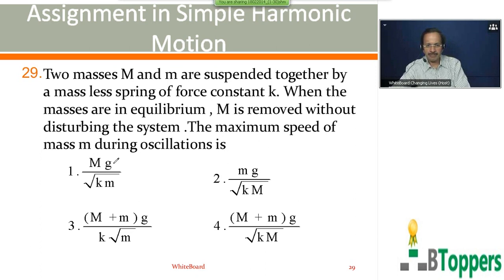First option is capital M into small g by root of k into small m. Second option is small m into small g divided by square root of capital K into capital M. Third option is capital M plus small m whole multiplied by g whole divided by k into root of small m. Fourth option is capital M plus small m into g divided by root of k into capital M. Come on, take a pause and try this question.